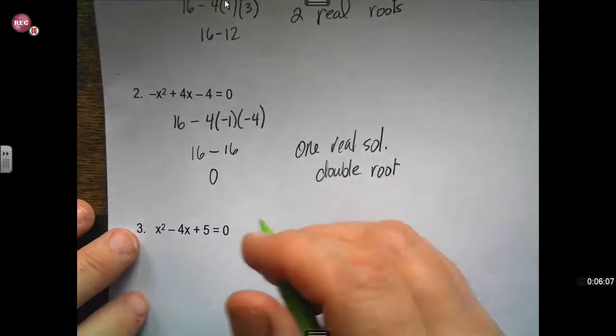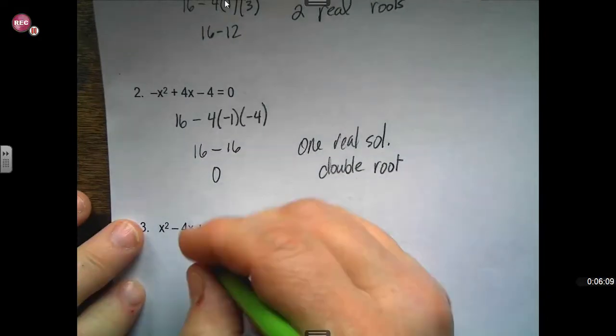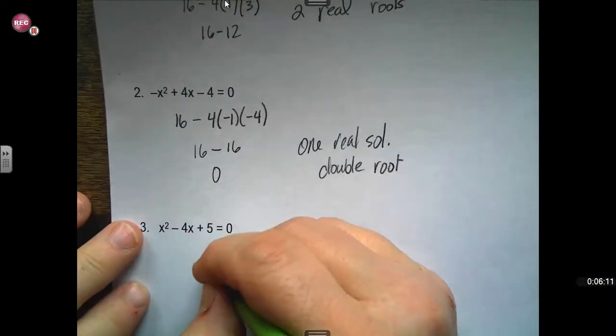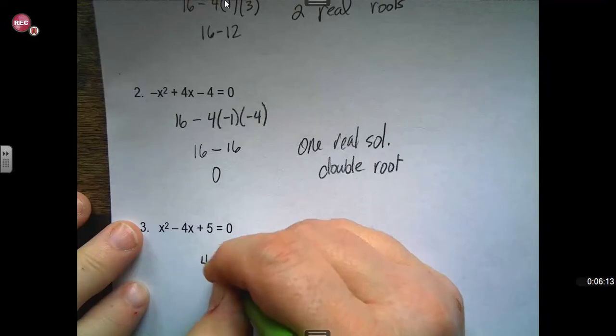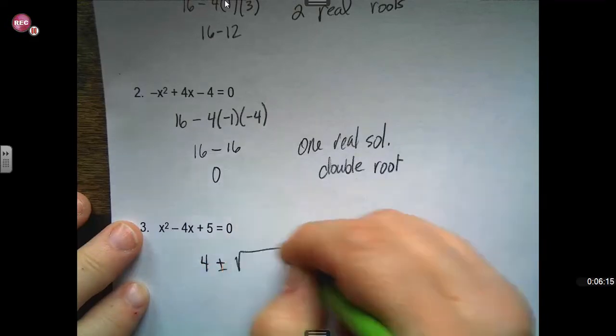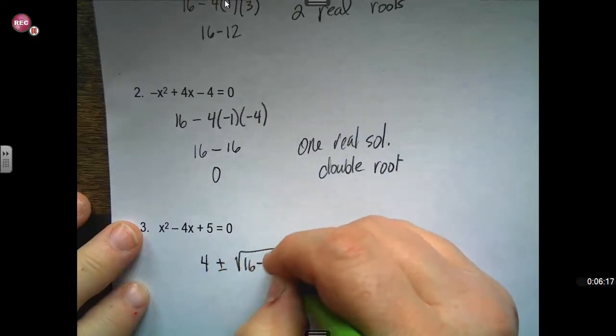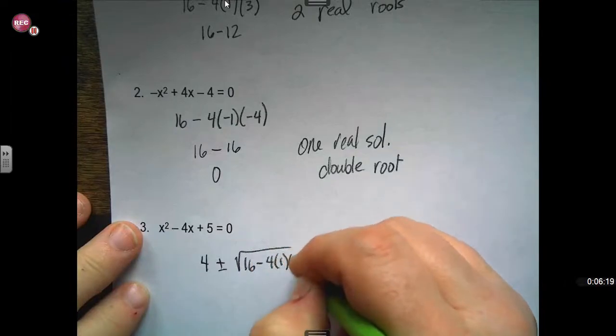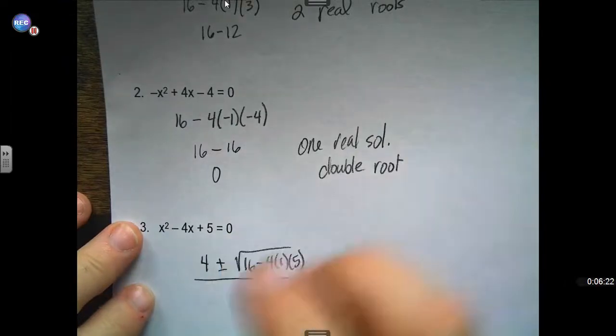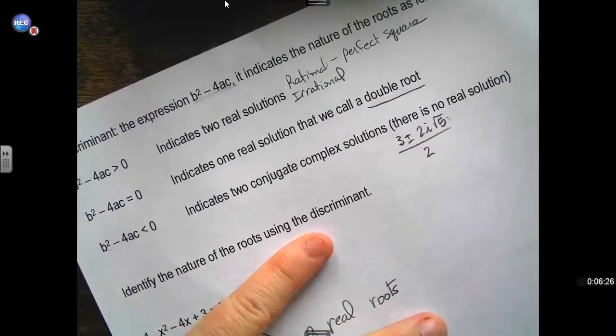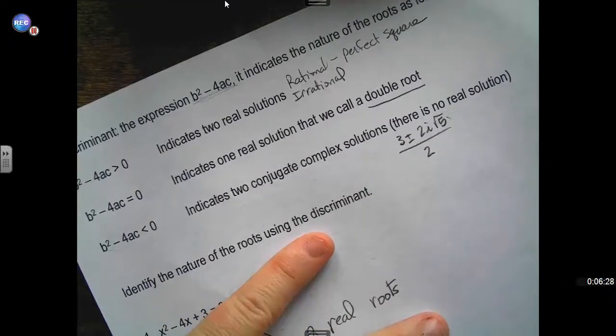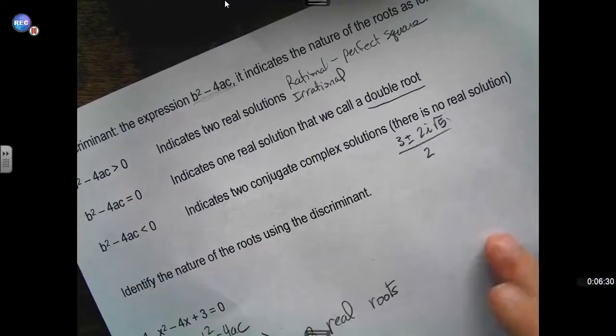All right. So let's see. Opposite of b, so 4 plus or minus 16 minus 4 times 1 times 5. Oops, what am I doing? I just said we're not going to solve these. Oh my goodness. All right, let's try that again.